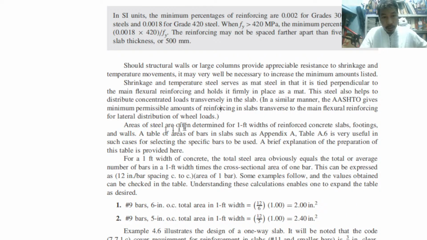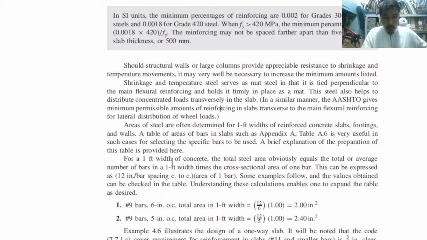So areas of steel are often determined for 1 foot width of reinforced concrete slab. So per 1 foot, 1 foot by 1 foot. For every design of slab, 1 foot. So one-way slab, 1 foot, 1 foot, 1 foot.